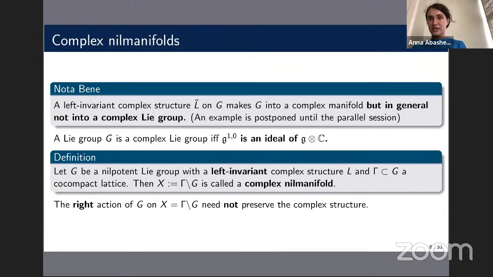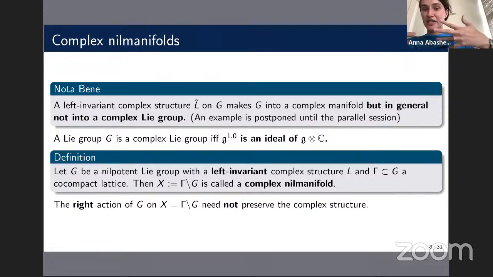What is important here? That a left invariant complex structure on G makes G into a complex manifold by the Newlander-Nirenberg theorem. But that doesn't mean that G becomes a complex Lie group. There exist examples of left invariant complex structures on Lie groups which are not right invariant. But a complex structure on a complex Lie group, of course, has to be both left and right invariant.